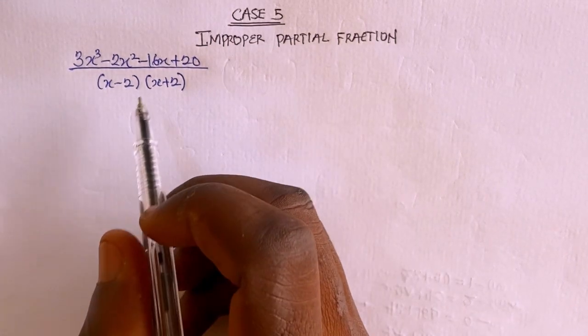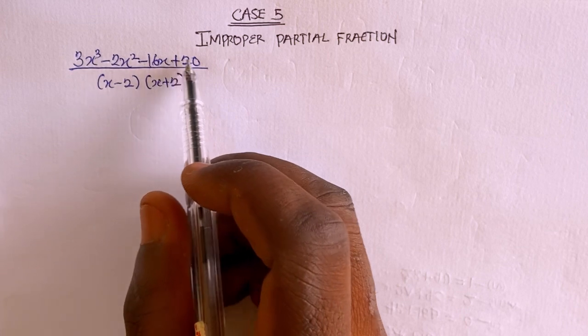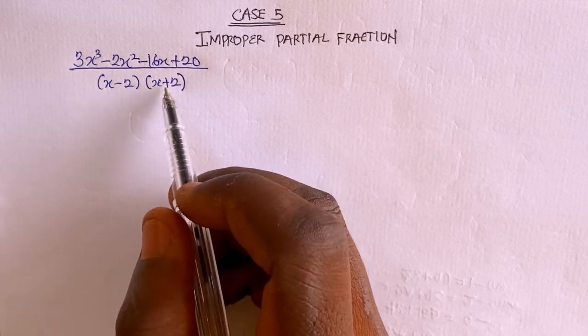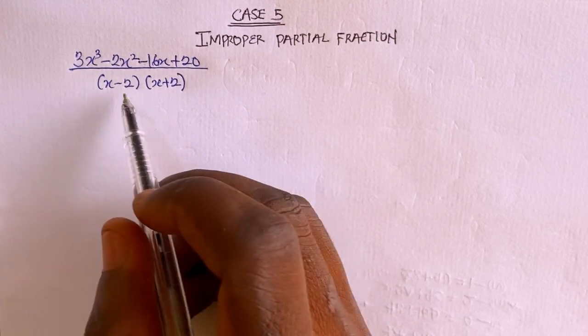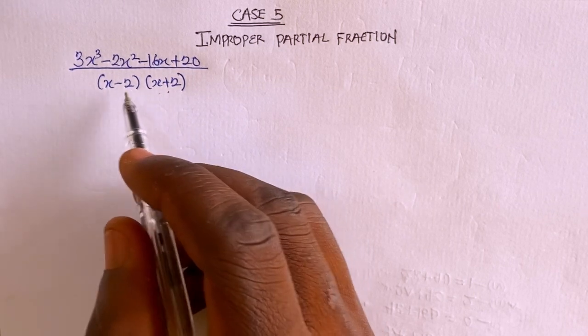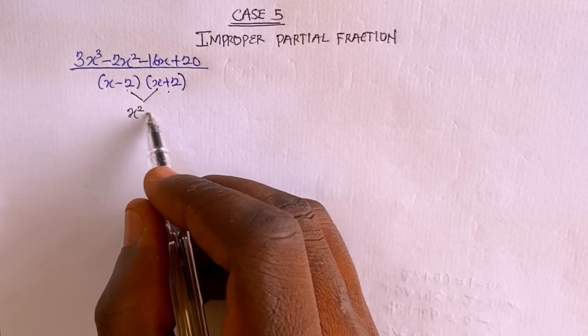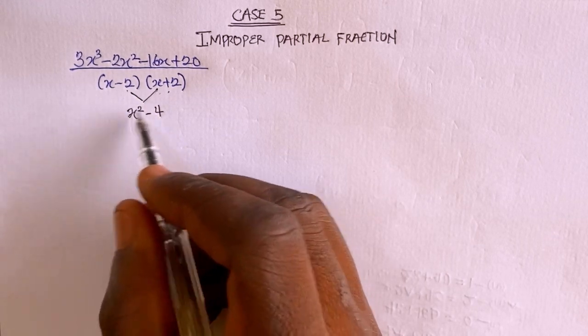So now, if you look at this case very well, we're having 3x cubed minus 2x squared minus 16x plus 20, right? Then (x minus 2) into bracket (x plus 2). If you check the denominator very well, you are having two linear factors, right? And these linear factors can also be expressed as x squared minus 4, right? I can express them as this.